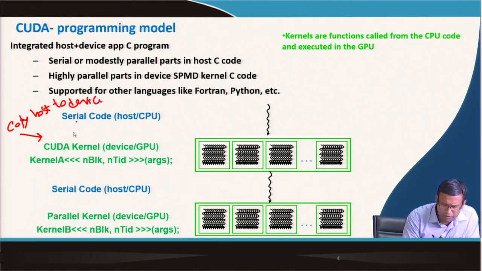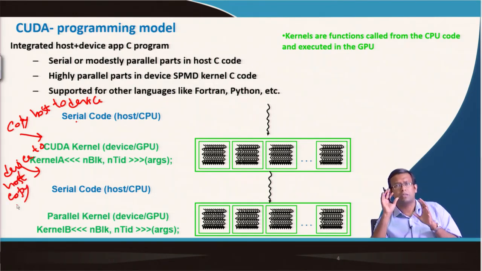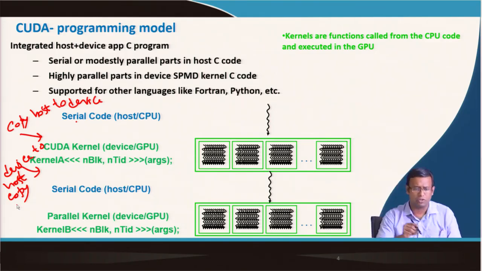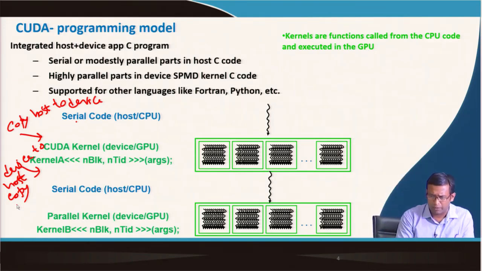Data is copied from CPU to GPU, and after the kernel functions are over, there is a device to host copy. The data on which the CUDA kernels are working is copied from host to device, and after the CUDA kernels have done their job, it is copied back from device to host. So, in between these, the copyings are done.